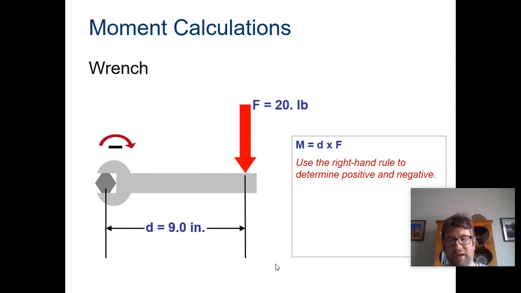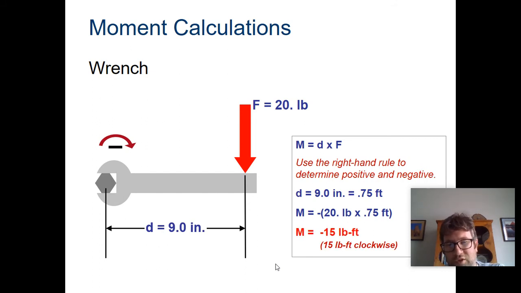Right hand rule says that that's going to be a negative moment. Okay, and so we convert our 9 inches into 0.75 feet, just 9 divided by 12, since there's 12 inches in a foot. Okay, so we take our 20 pounds times the 0.75 feet, and then we make it negative afterwards to determine that moment. So the correct answer there is negative 15 pound feet. Now, if it was going the other way in a counterclockwise direction, then that would be a positive moment.